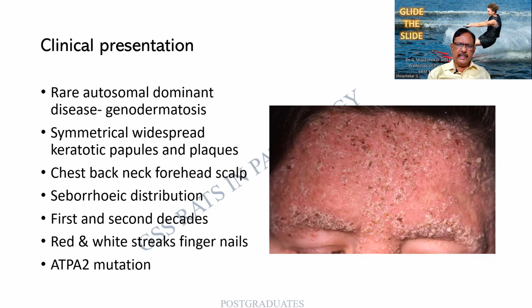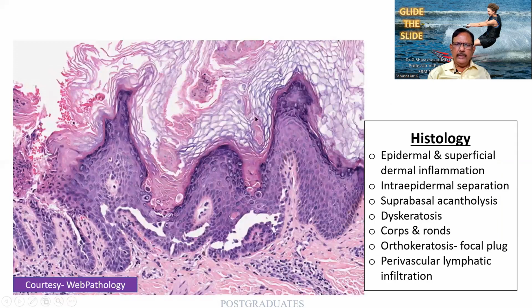The nail changes I have shown. It is associated with ATP2A2 mutation. Look at this. Now I shall describe. Both the epidermis and the dermis show superficial inflammation. So this is a perivascular lymphocytic infiltrate that I am seeing.